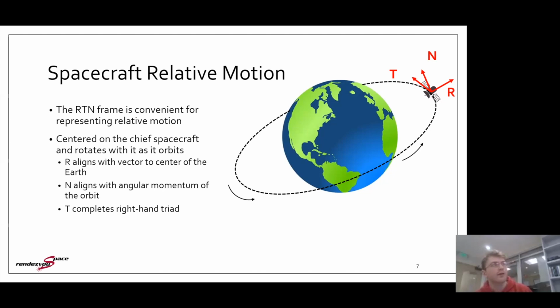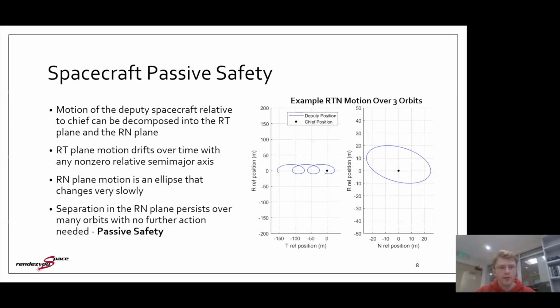And we'll have an RTN frame, centered around the chief, and it'll be a Cartesian frame with the three directions: R pointing along the radial direction from the satellite to the center of mass of the Earth, an N component in the direction of the angular momentum of the orbit, and T direction completing the right-hand triad. So that'll be along-track in the orbit.